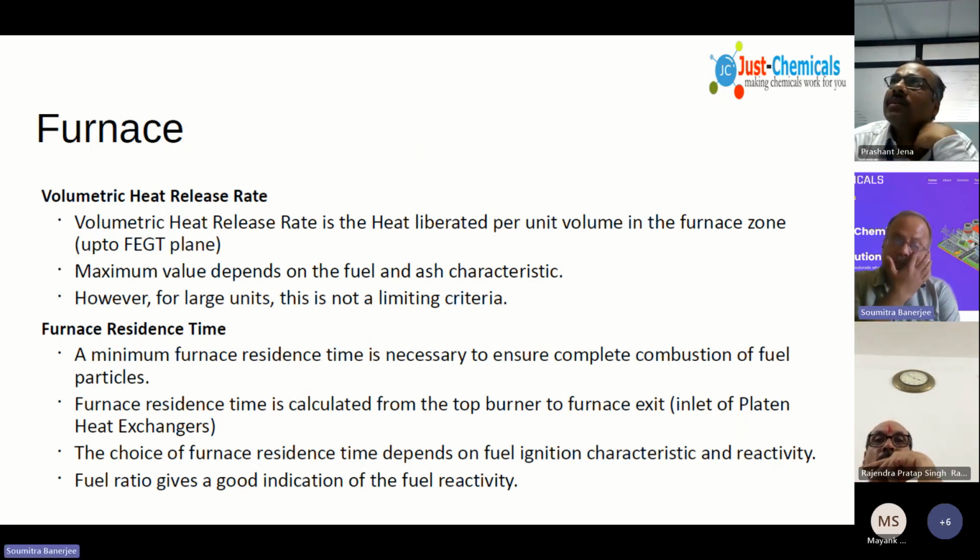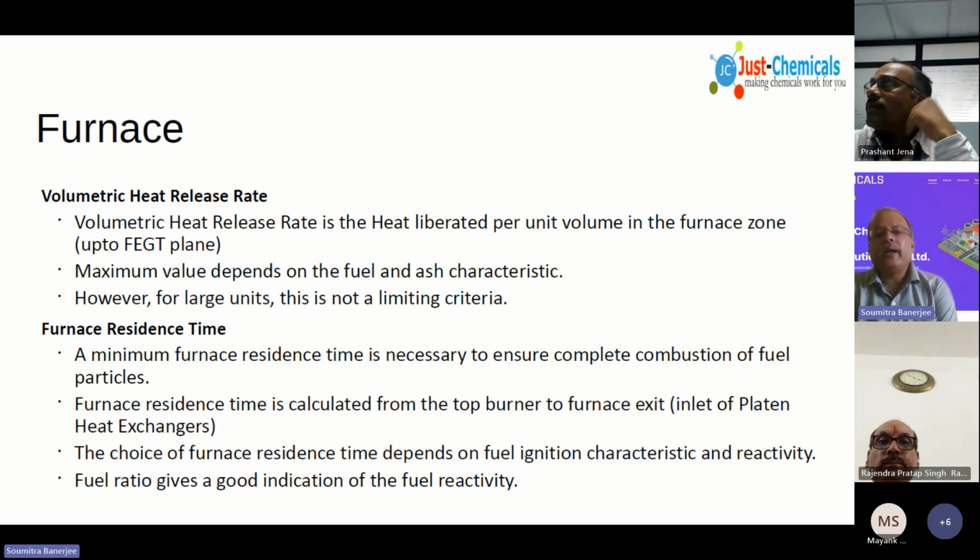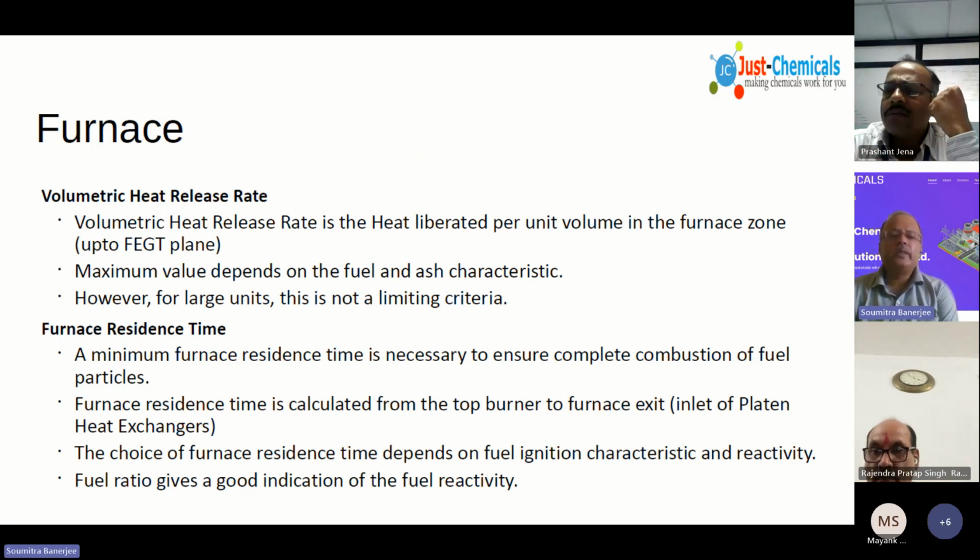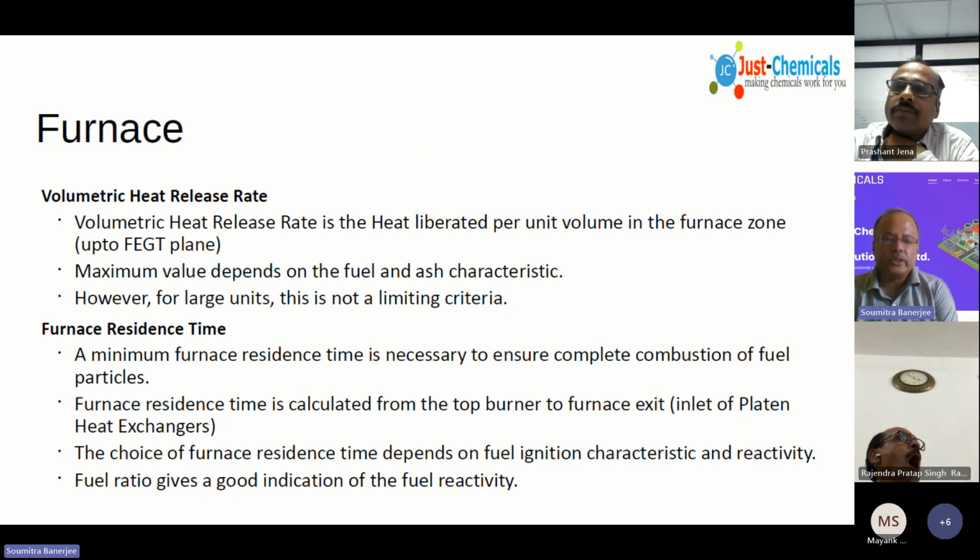This is volumetric heat release rate. Then furnace residence time, which may be important for you as well in the ABC boiler. A minimum furnace residence time is necessary to ensure complete combustion of fuel. So please check that, because if your unburned carbon is high, you may not be having that minimum furnace residence time which is required. Furnace residence time is calculated from the top burner to the furnace exit, the inlet of the latent heat exchanger. From the top burner to the furnace exit.